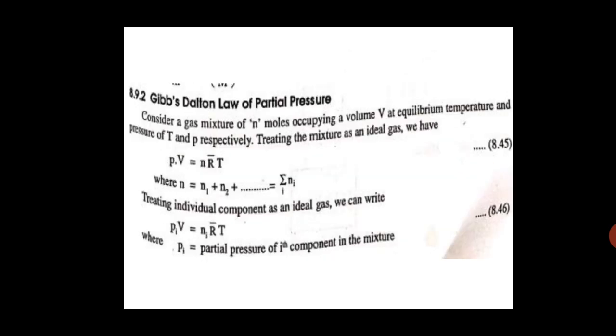So this is, in simple terms, Dalton's law of partial pressure. If you want it in mathematical terms, you can go through this, but the gist remains that the total pressure of the ideal gas is equal to the sum of the partial pressures of the constituent gases.